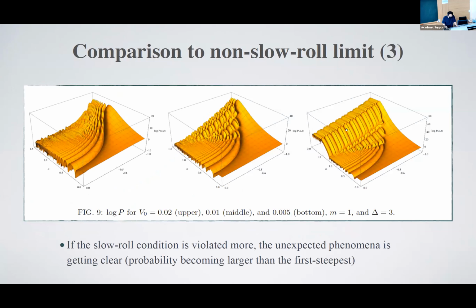This is the plot when we change the potential parameter V0. This is for 0.02, this is for 0.01, and this is for 0.005. So we see that the more the slow-roll condition is violated, in this direction, the clearer the unexpected phenomenon gets. You see there is some bump, and the bump is clearer.